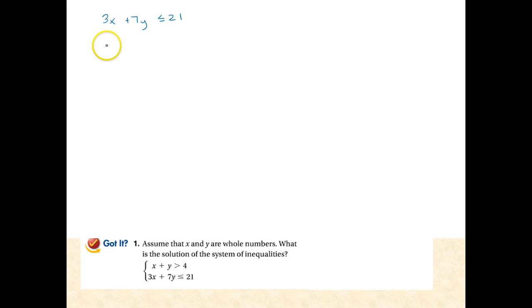And the lowest x could be is 0. So 3 times 0 plus 7y has to be less than or equal to 21. That's 0. Divide both sides by 7, and we get y has to be less than or equal to 3. So here's my x, here's my y. I'm going to make a table. When x is 0, y has to be less than or equal to 3. So 0, 1, 2, 3.